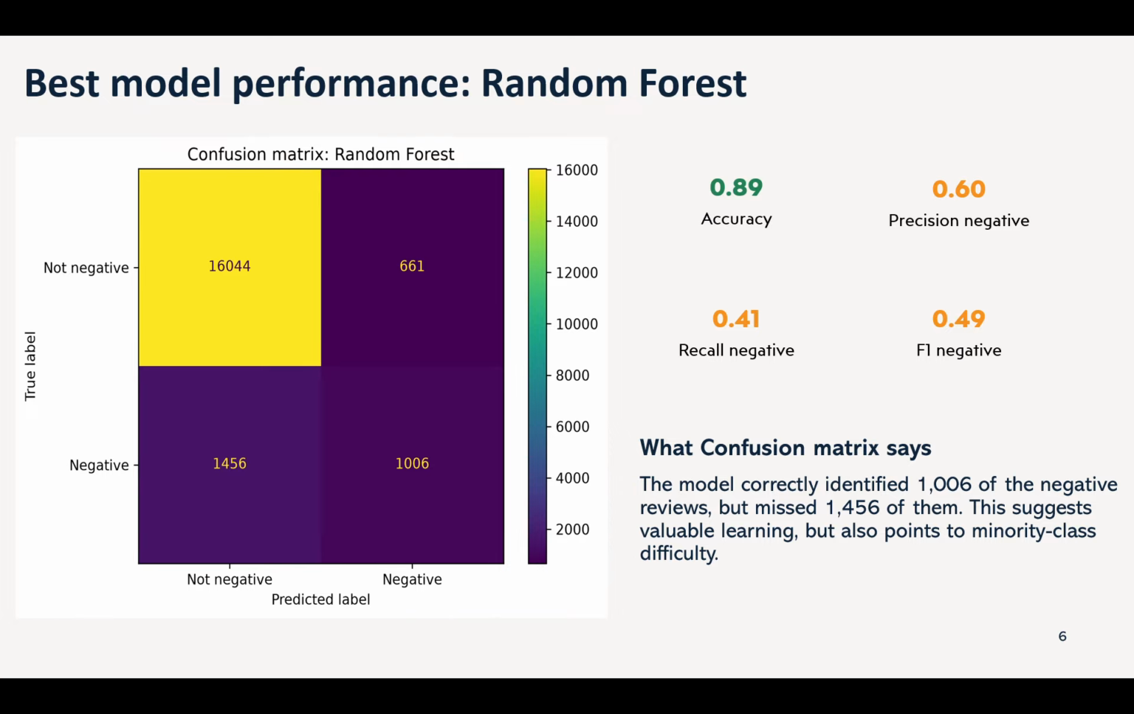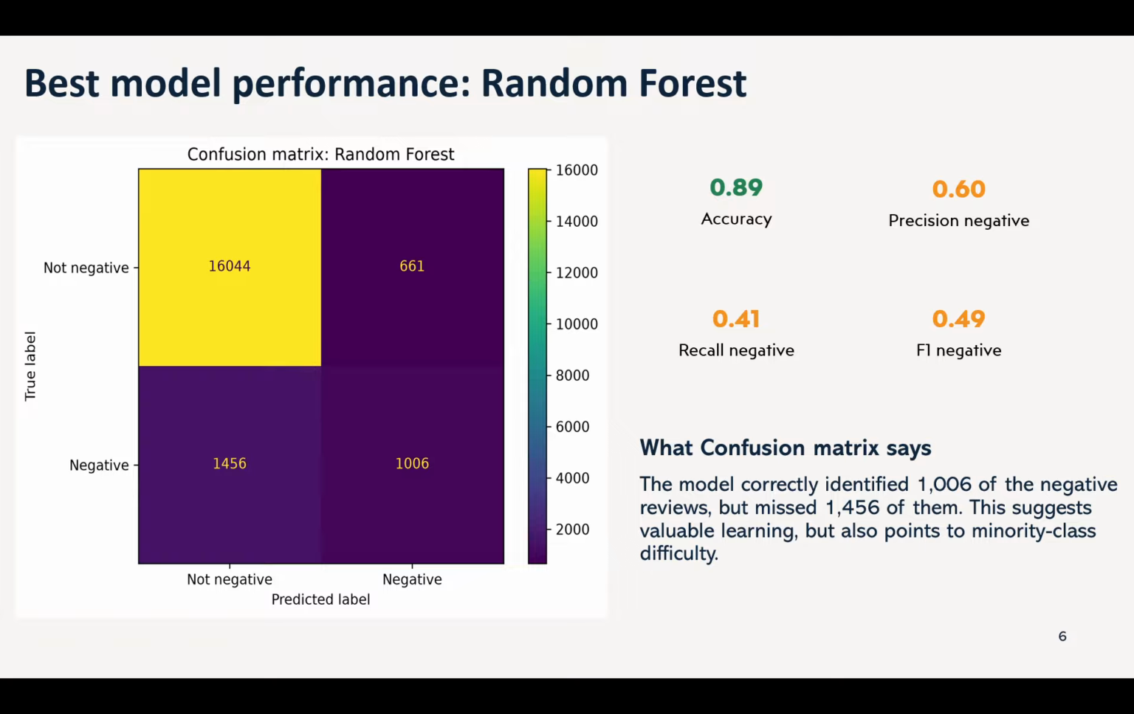The best performing model was random forest. It achieved an overall accuracy of 0.89. For the negative review class, it achieved 0.60 precision, 0.41 recall, and 0.49 F1 score.